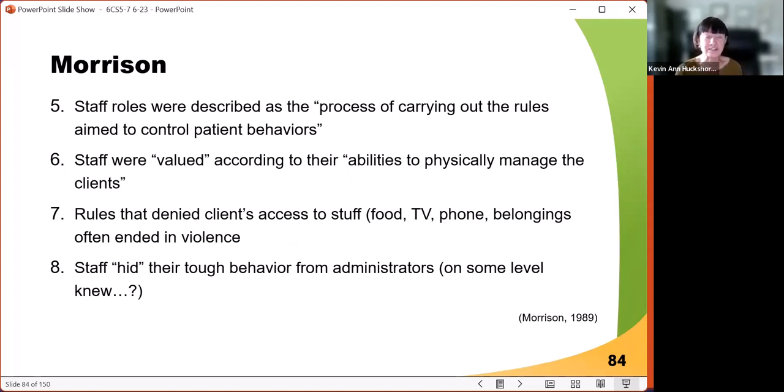She also noted that staff roles were described as the process of carrying out the rules aimed to control patient behaviors. Staff were valued according to how good they were at that. Rules that denied people's access to food, TV, phone, belongings often ended in violence, and when administrators came through, staff hid that behavior from them. Next slide.